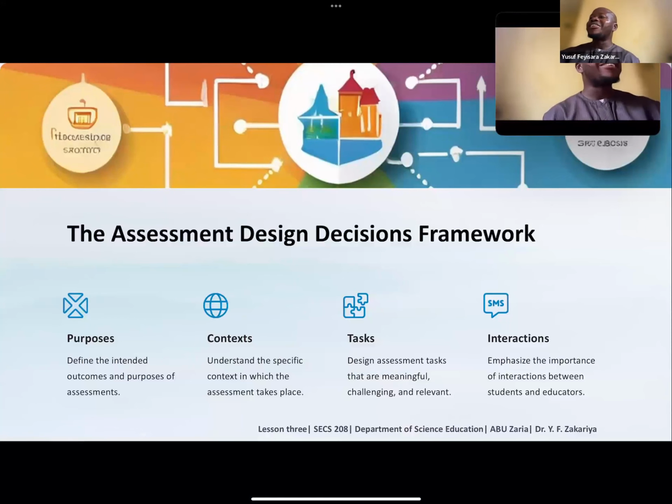Then you need to consider the context in which the assessment is going to take place. You need to define the context. Is it going to be in the classroom? Is it going to be CBT? Is it going to be paper-based?